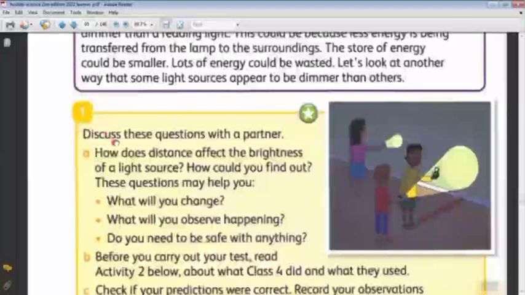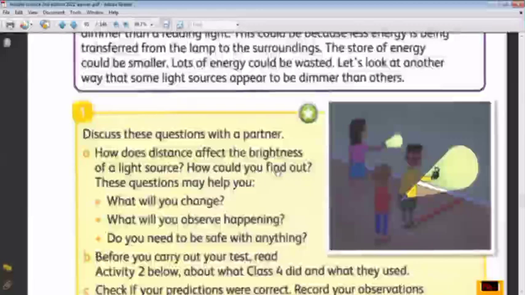So in activity 1, discuss this question with a partner. How does distance affect the brightness of a light source? How could you find out? This is the question that we are talking about. The two girls are standing, each one at a different distance. This girl stands away, at a big distance from the wall, and this girl stands near the wall.